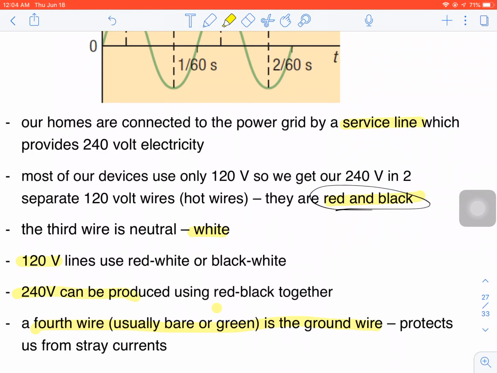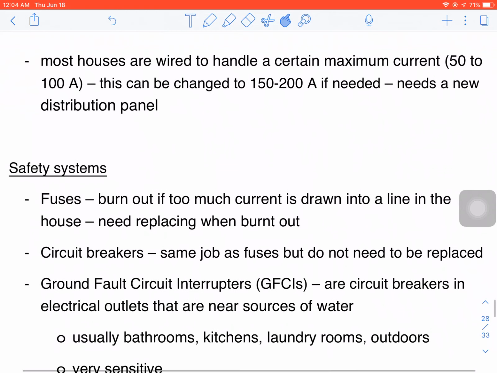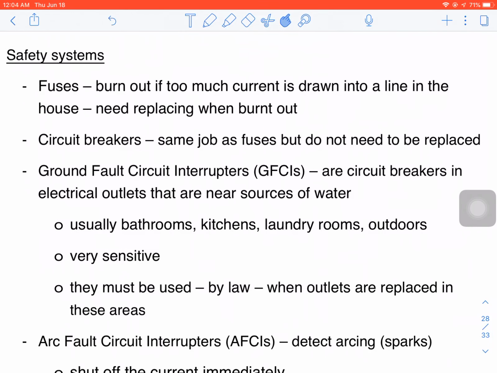Those things have a special kind of wire that goes to them that can handle the extra voltage, the extra current, and provides the extra energy to my device. Now, we talked before about safety mechanisms in our home electrical systems.